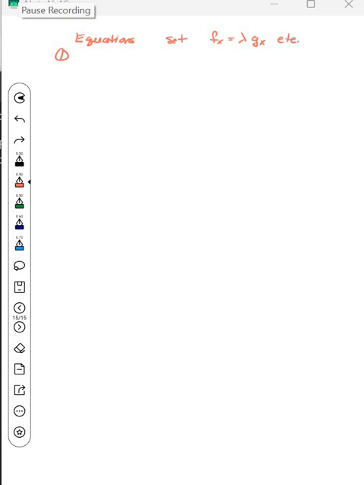So the equations come from setting the components equal. The components are 3 equals lambda times 2x, that's the first one, and minus 4 equals lambda times 2y. That's the second one.